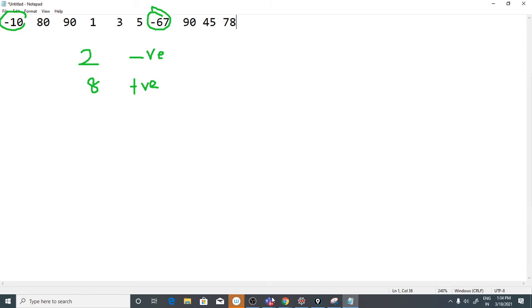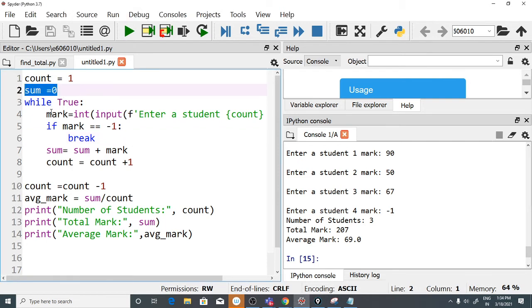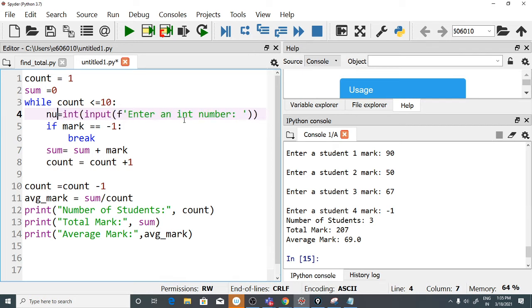Okay students, look all of you. You want to read 10 numbers. So I will make it count less than or equal to 10. Initially the count value is 1. Enter a number. Enter a number. Here I don't put it in the mark, I will put one meaningful variable, number.